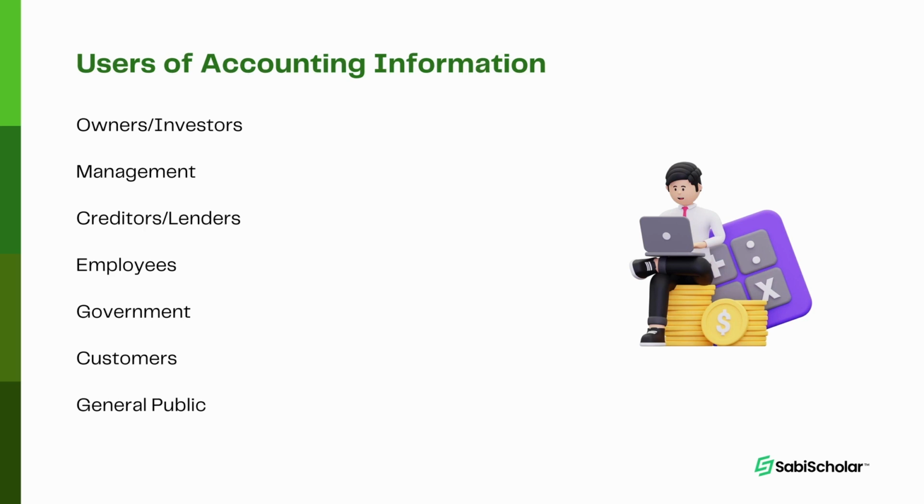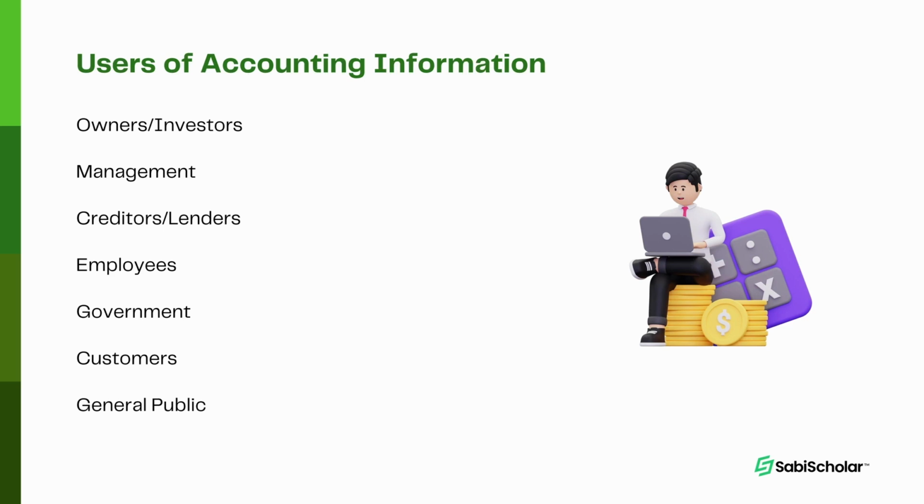So we have employees. Employees also use accounting information. But why do they need it? To understand the company's stability and profitability, affecting job security and salary negotiations. So as an employee, you're working in a company, you want to know where the company stands when it comes to the finances. You want to know whether they will be able to pay you your salary next month. That is why you need accounting information.